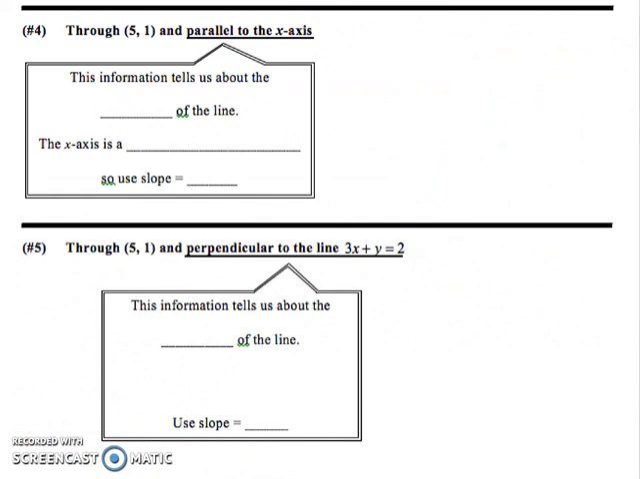Now let's do a little work with parallel and perpendicular. Problem number 4 says to write an equation of a line through the point (5, 1) and parallel to the x-axis. Parallel to, remember, means that it has the same slope as the x-axis, right? So this is giving us information about the slope of the line. And since the x-axis is a horizontal line, horizontal lines have a slope of m equals 0.